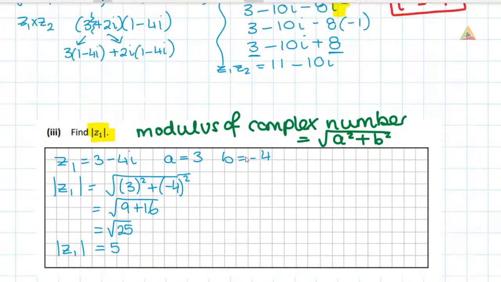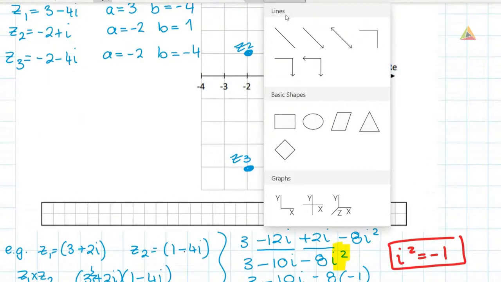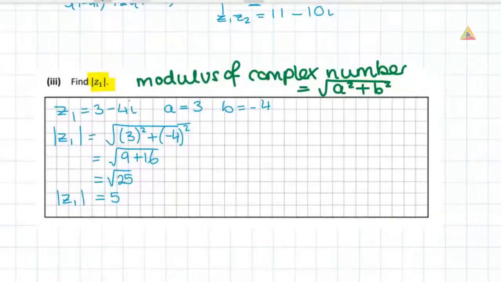If we looked at our Argand diagram again, the distance from the origin to Z1 would be a distance of 5 units. And you could use your distance formula, picking out your a and your b as x1, y1, and your origin as x2, y2. But it's easier just to learn this formula for the modulus, the square root of a squared plus b squared, because we already know what our a and our b are. And when we put them into our formula, we're going to get the modulus of a complex number.